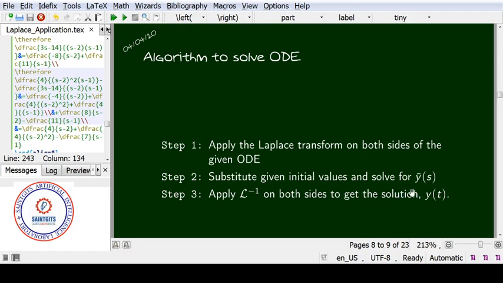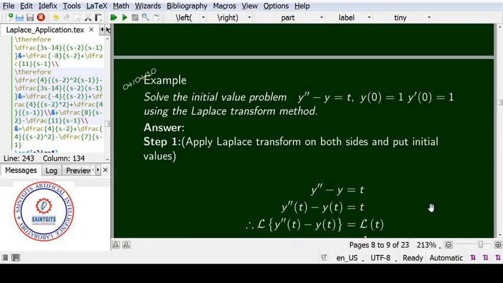Now remember, after the second step, on the left hand side we have y bar of s. Just the application of L inverse changes y bar of s to y of t. That means the differential equation is solved. On the right hand side we have to apply L inverse using the basic results or some properties that we have previously discussed. We explain this algorithm with the help of a simple problem.